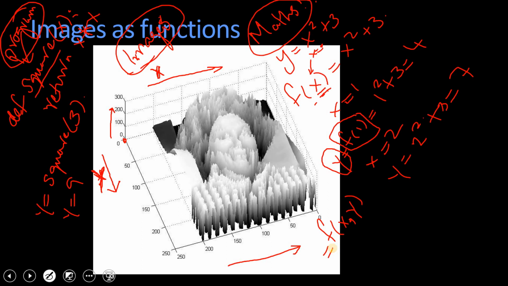When I provide the value of my pixel position, so let's say x is 10 and y is 20, it will go over there. For 10 and 20, it will pick up the value and return me the value for that place.